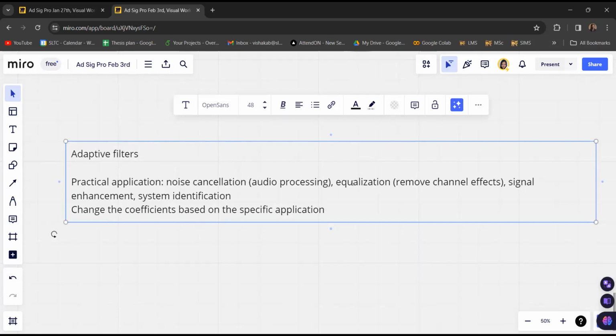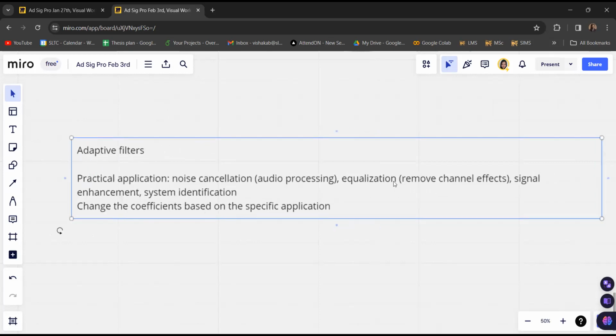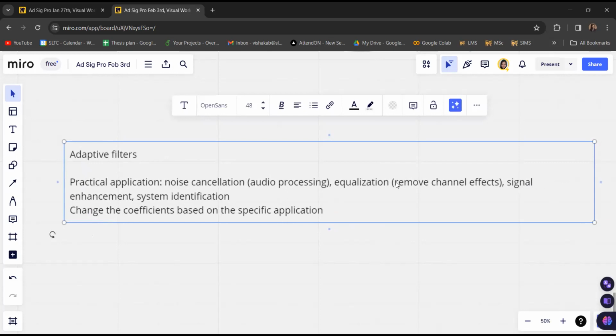And then you will also be using equalization. For the equalization process, you will be using adaptive filters, and those will be used especially in wireless communication. You will be removing the channel effects, the effects that were added by the channel through which the signal is transmitted. So you are going to remove the channel effects through these equalization methods. Then signal enhancement: you are going to enhance the desired signal further, such that you can identify that signal with much efficiency and more clarity.